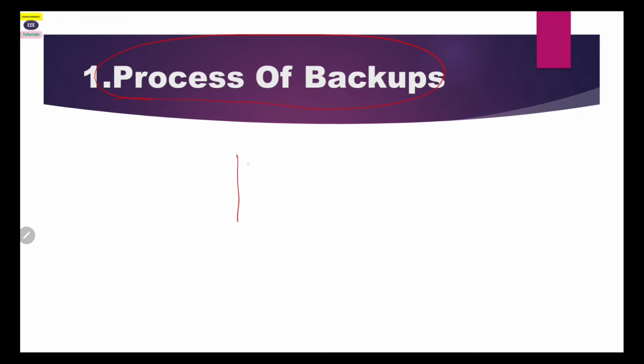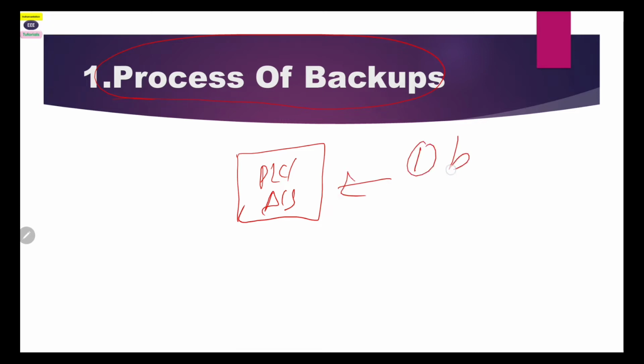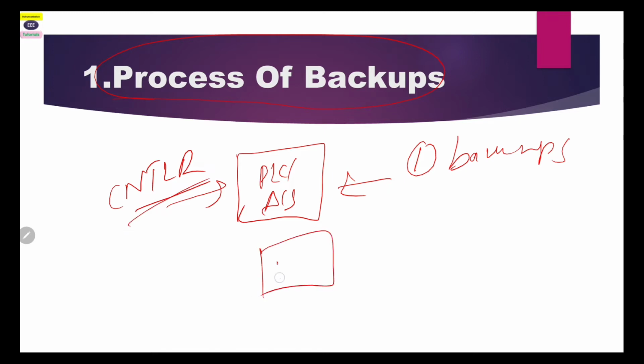If you are using any PLC or DCS, then you should have a backup. What is a backup? A backup is your original program which is installed in your controller. So you should know how to get the backup from the controllers. Why should you know? Because if your controller stops working, what will you do?